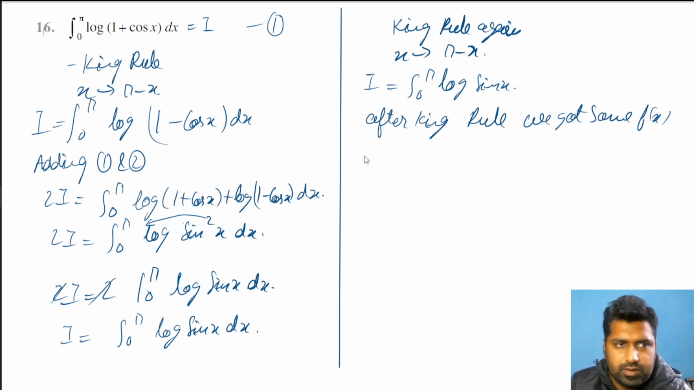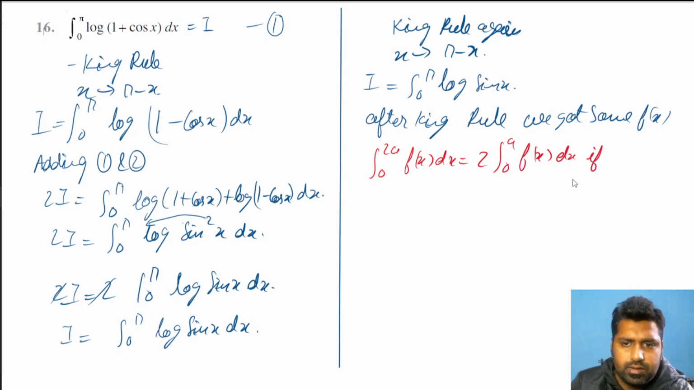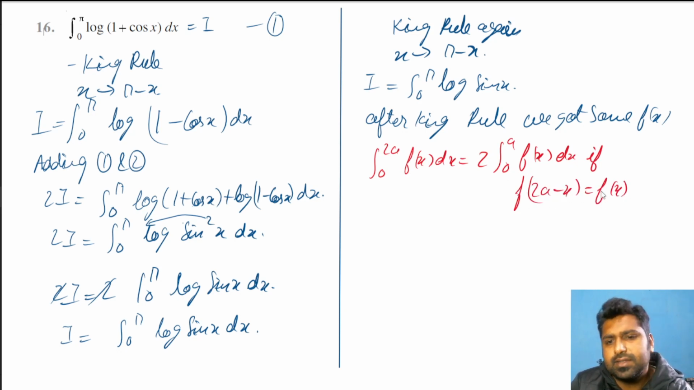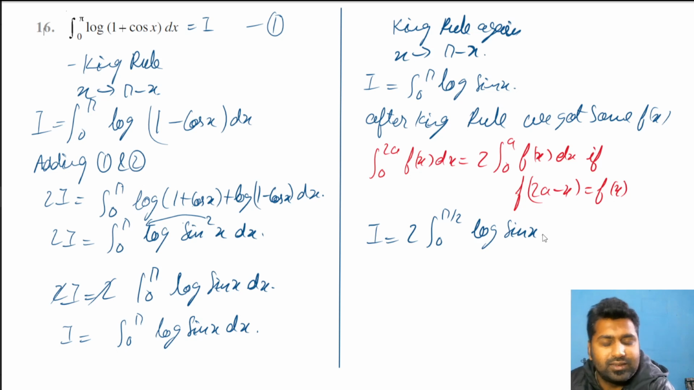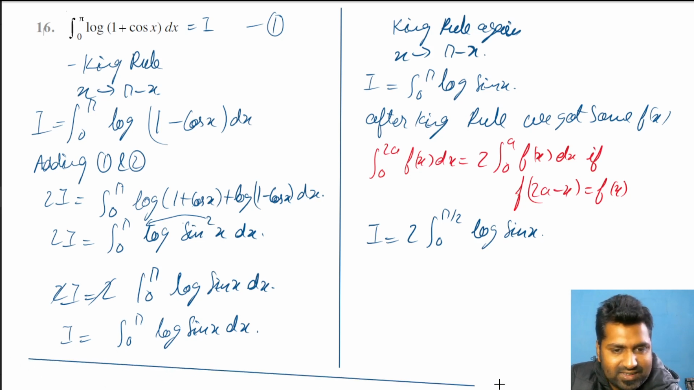So what is that? This is the property: integration 0 to 2a f(x) dx is 2 times integration 0 to a f(x) dx if f(2a minus x) is f(x). Means after applying King rule, if you get the same function, you have to do 2 times the integration and make the limit half. So your new integration is 2 times 0 to half of the limit. So half of this is pi by 2, log sine x. Okay, I think it will take a long time. I'll put a box here also.